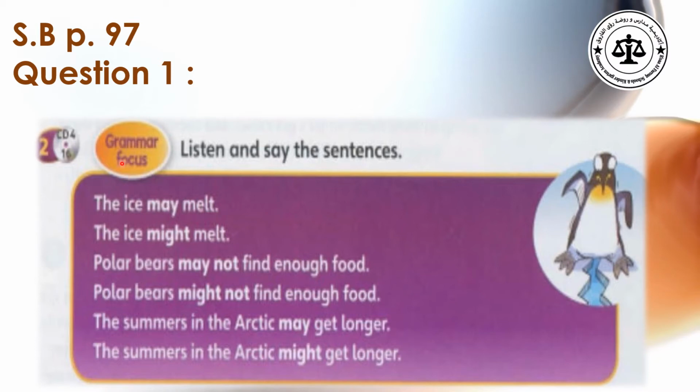Now we have a question number 2. Listen and say the sentences. Look here. The ice may melt. May plus infinitive verb, this is melt. The ice might melt. So we can use may or might. This is correct to use may or might. حكينا إنهم نفس الاستخدام، نفس المعنى، ما في اختلاف بينهم، فmay صحيحة and might صحيحة. As we see in the rest of these examples, polar bears may or might not find enough food. The summers in the Arctic may or might get longer.